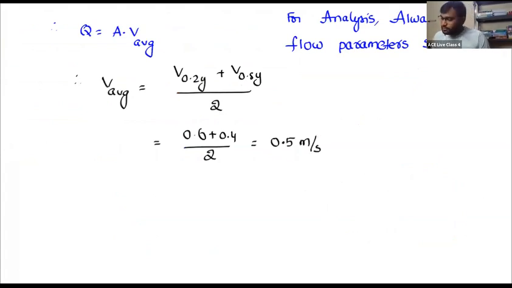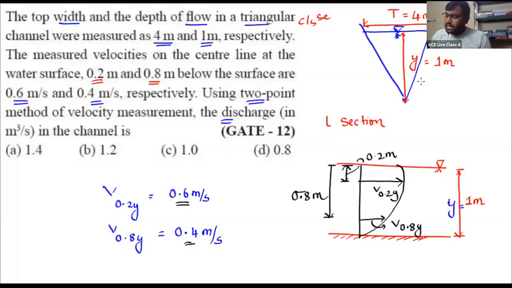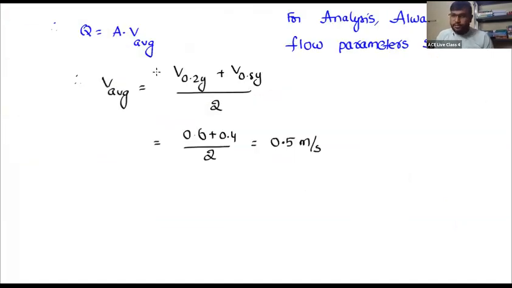Yes, and now, as it is a triangle, what is the area of the triangle? Area means half into base into height. What is the base over here? 4, and height, 1. Yes or no? Half into base into height, which is going to be 2 meters square. Now, area we know and average velocity we know. So, what is the discharge? 2 into 0.5. Then the answer is going to be 1 meter cube per second.